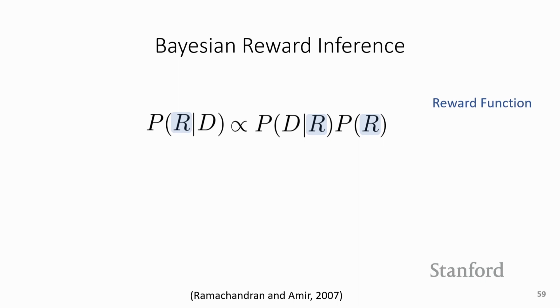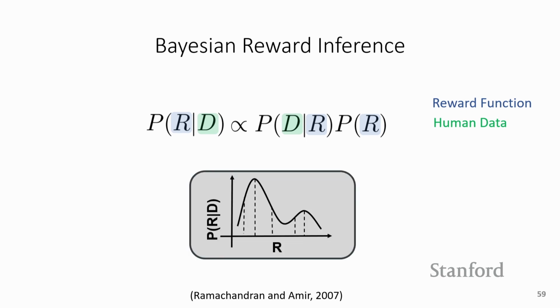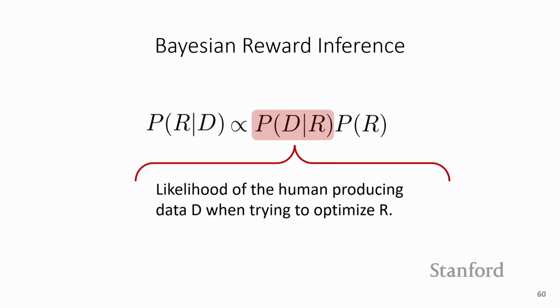And we can use our favorite Bayes rule to look at this in terms of a likelihood function. What's the probability of this data given a reward function hypothesis along with the prior? So here R is a reward function, D is the human data. Ideally, we'd like to be able to sample from this posterior distribution and get lots of hypotheses that match the human data. And typically, the crux of the problem is figuring out this likelihood function. What's the likelihood of the human producing data D given the hypothesis that maybe they're optimizing reward function R?